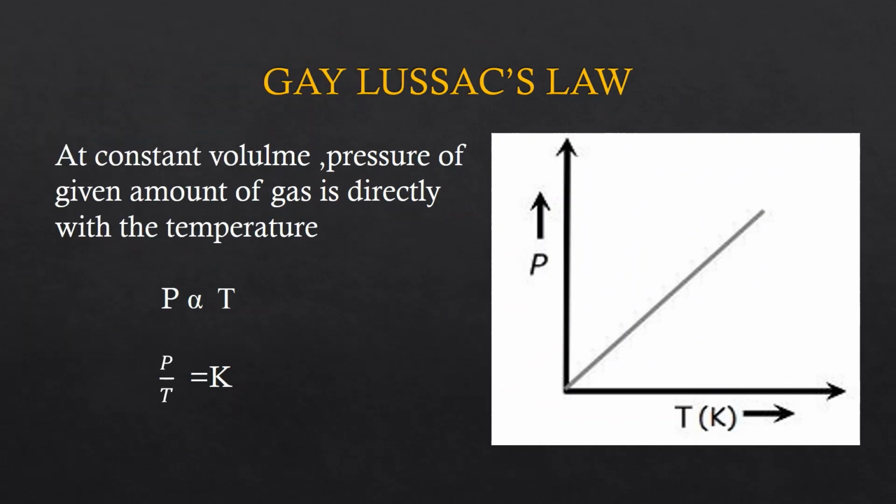Gay-Lussac's Law. At constant volume, the pressure of a given mass of gas is directly proportional to the temperature. P is directly proportional to T, therefore P by T is equal to constant. So you can observe that the PT graph is a straight line passing through the origin.